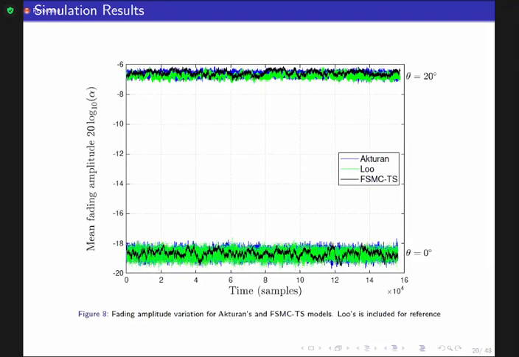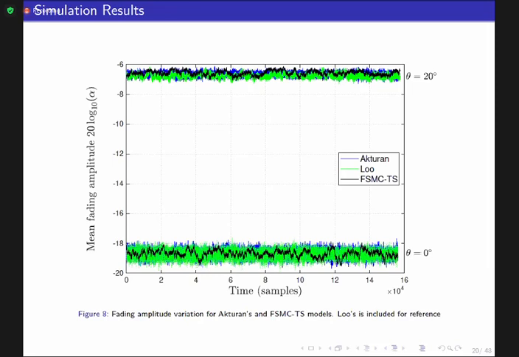So here we are using 10 to the 4 samples, and we're plotting the mean fading amplitude of each model simulation, right? So you can see that the Loo and the Improvement model tend to have a very similar stochastic behavior. You have a lot of variance. The amplitude of the variance is very similar. You can see clearly the two different elevation angles that are being simulated.